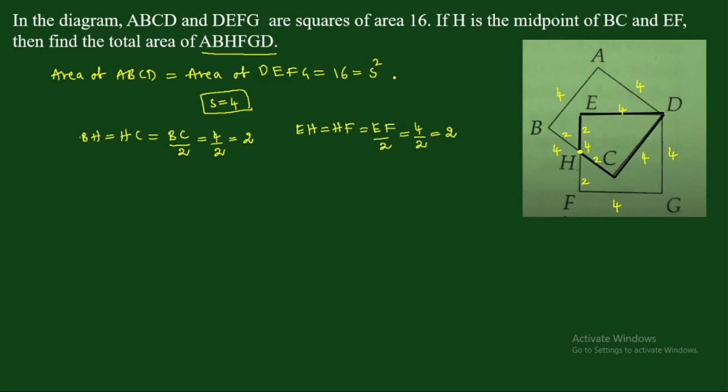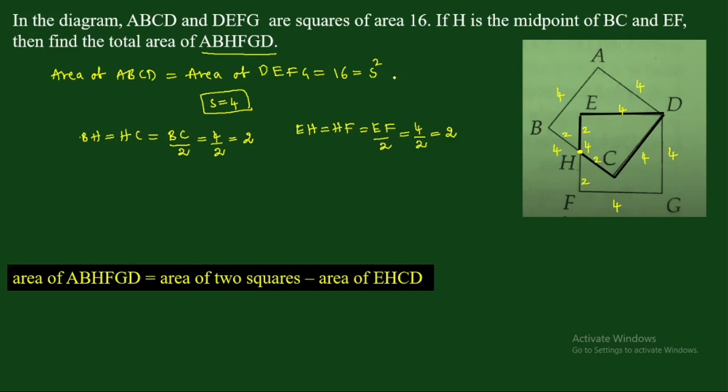So how to find the required area? The required area is the sum of the two squares minus the area of EHCD. So this area we have to subtract once, as we are counting it twice. So the area of two squares we know, that is 16 plus 16, that is 32, minus the area of EHCD, which we have to find out.